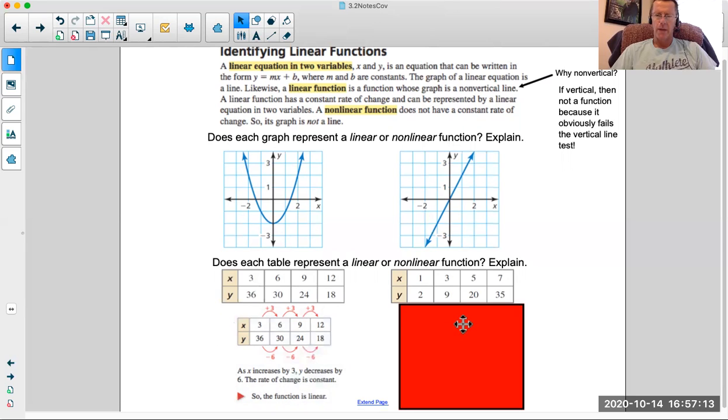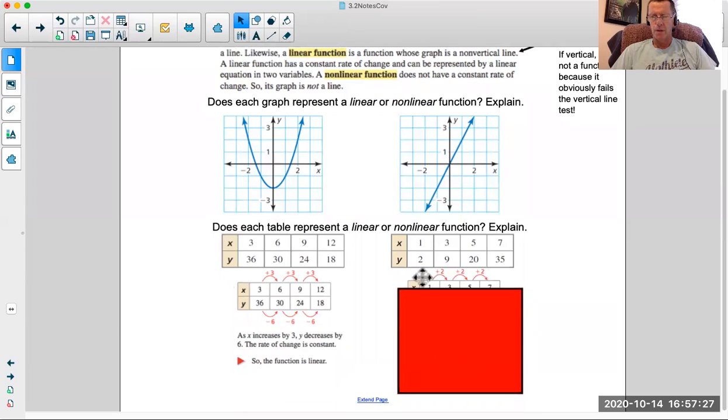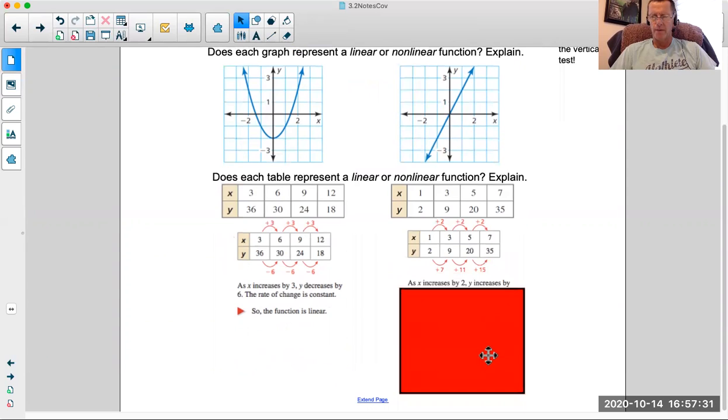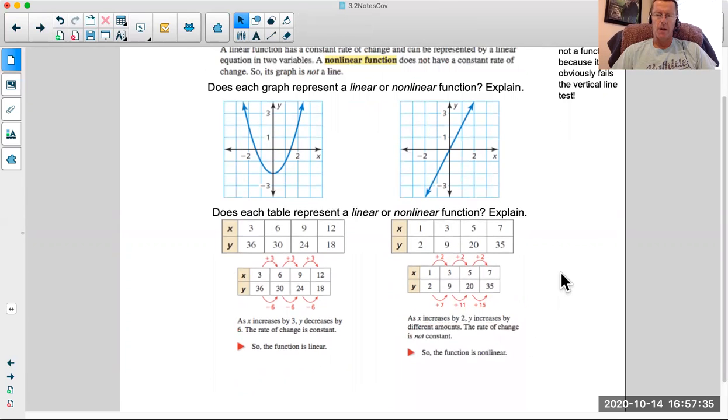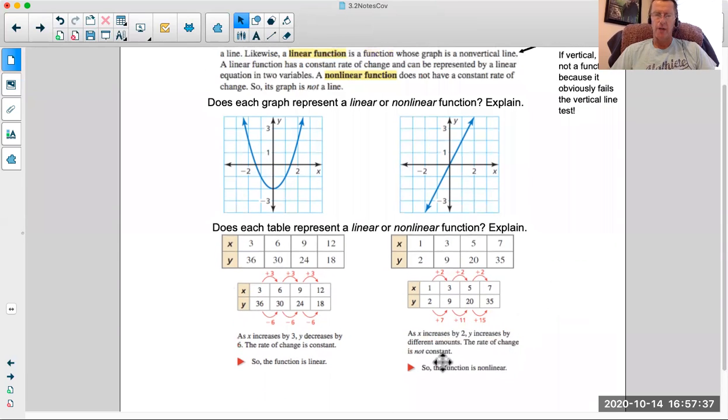Okay. What about this one? Yeah, it looks like a line to me. Okay. All right. What about this? 1 to 3. So these are all going up by 2. Are these all going up by the same amount each time? Oh no, 7, 11, 15. So that would not be a constant rate of change. So this is nonlinear, linear, nonlinear, linear.